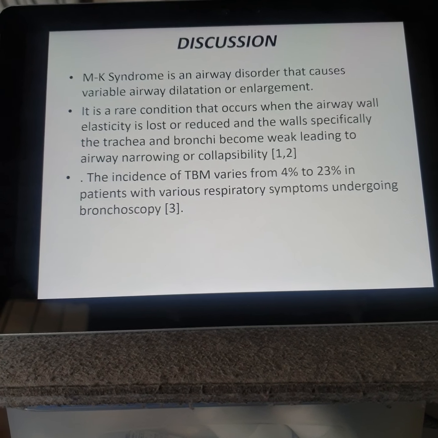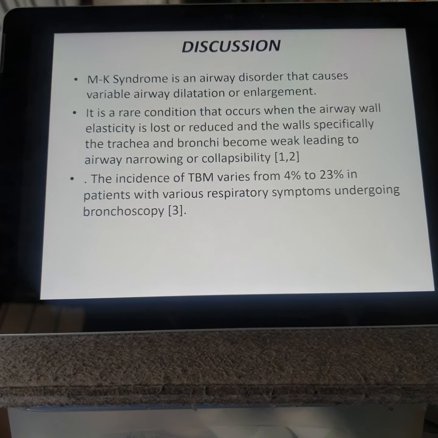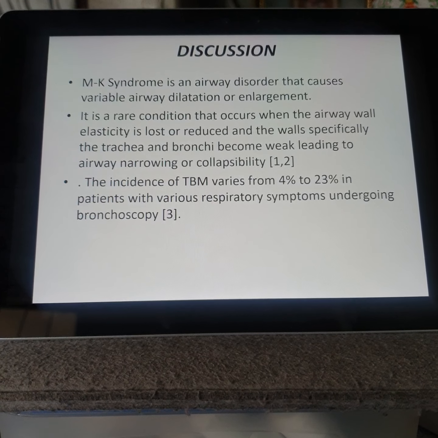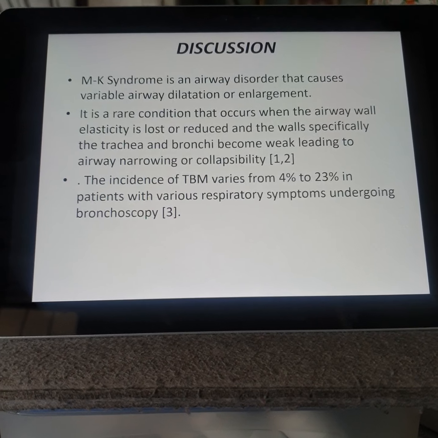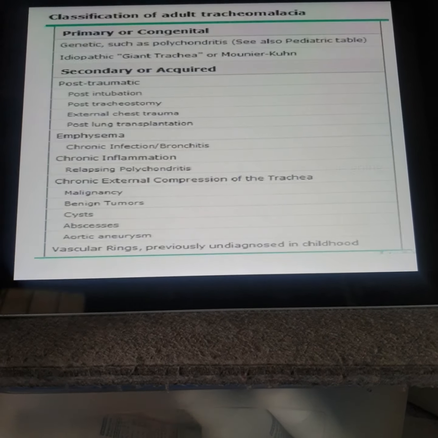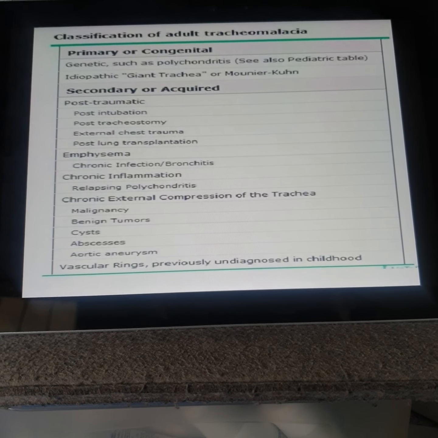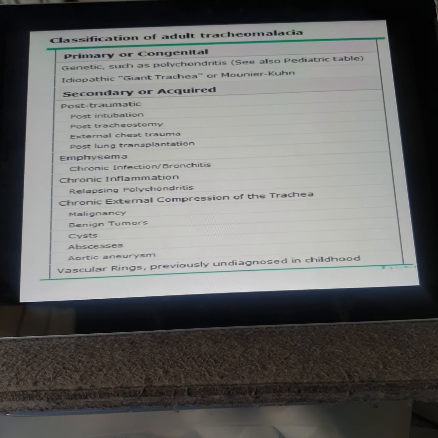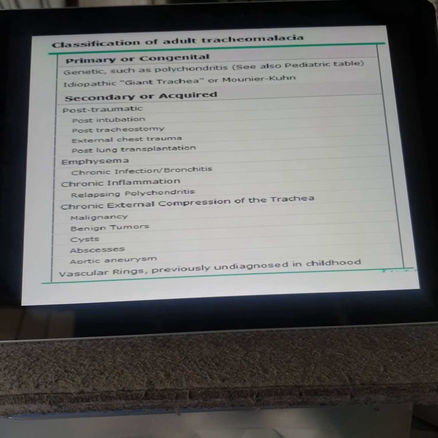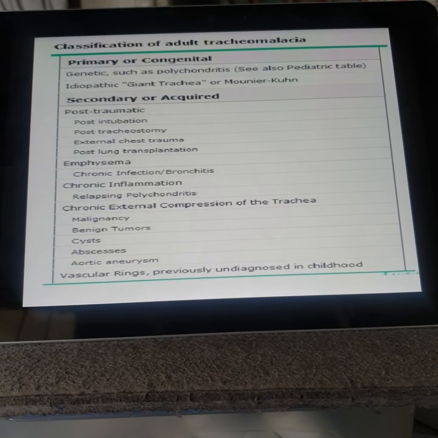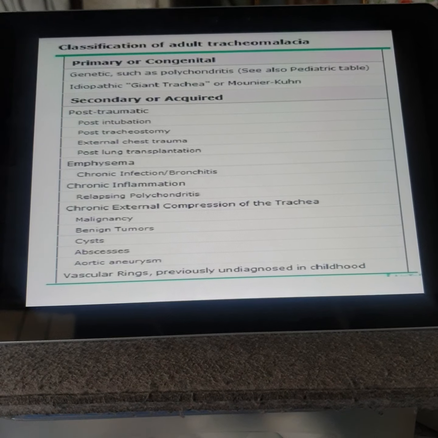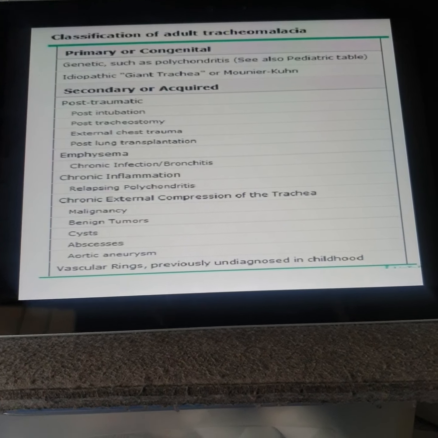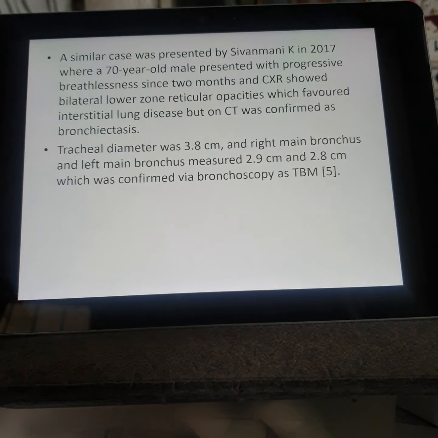So our discussion is based on Mounier-Kuhn syndrome. It is an airway abnormality with loss or reduced airway wall elasticity, specifically found in the trachea and bronchi. There is a classification due to adult tracheomalacia. It might be genetic or idiopathic, like our case of Mounier-Kuhn syndrome. Secondary acquired causes are post-traumatic, emphysematous, chronic inflammation, or external compression.